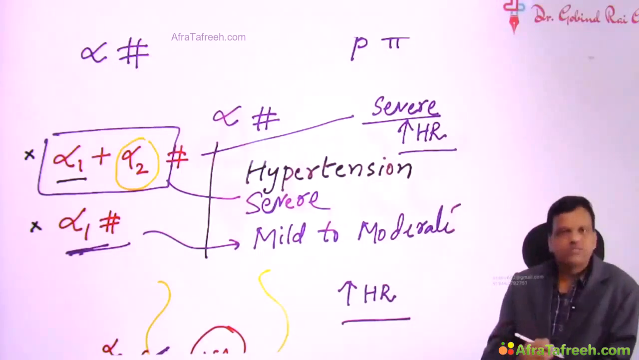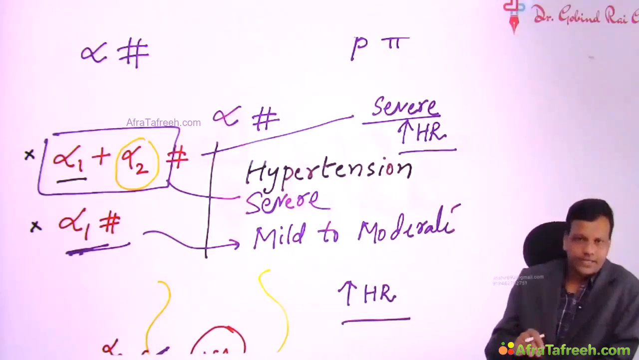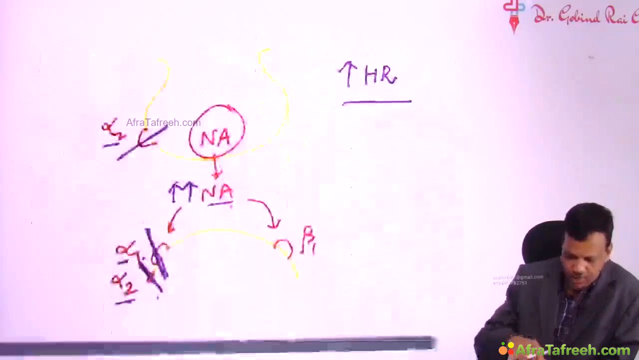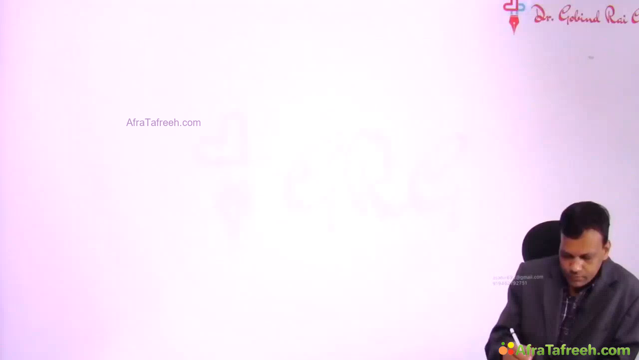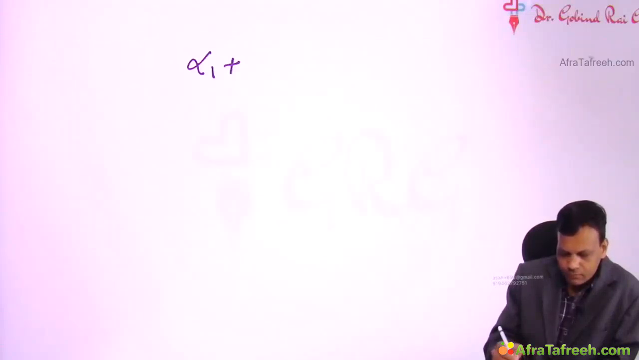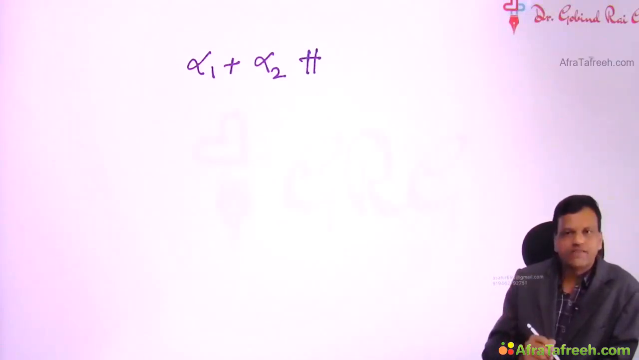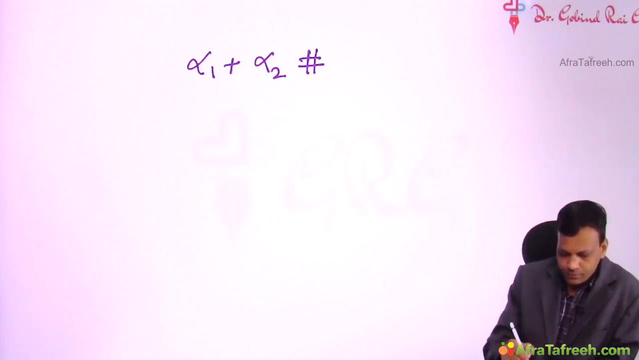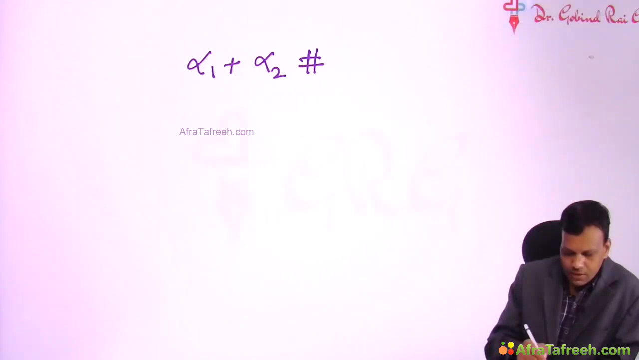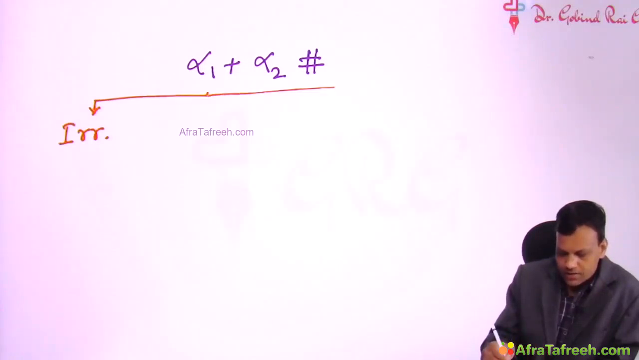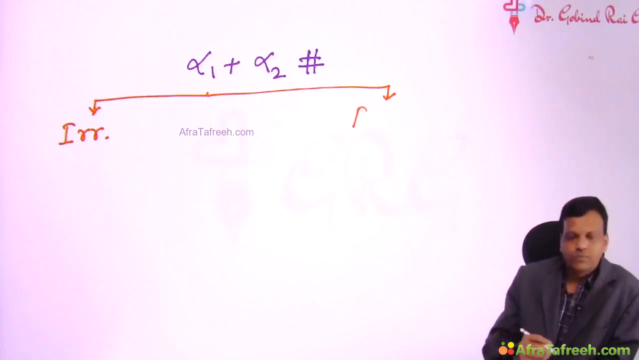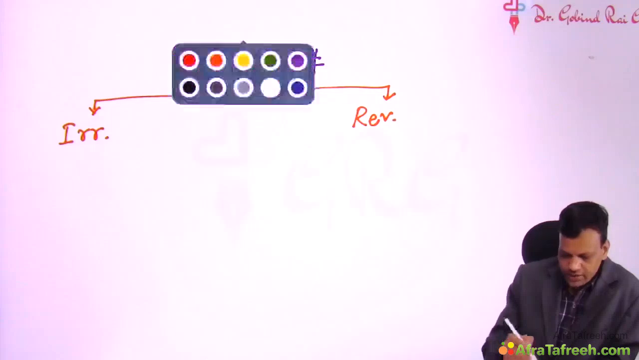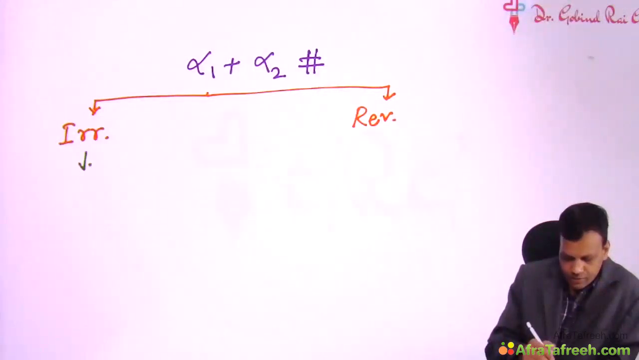So with this background, now we can discuss the drugs, starting with the non-selective alpha blockers. Non-selective alpha blockers may be irreversible or they may be reversible. Now, the irreversible non-selective alpha blocking drug is phenoxybenzamine.